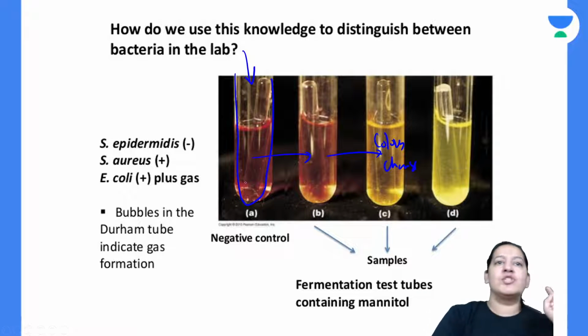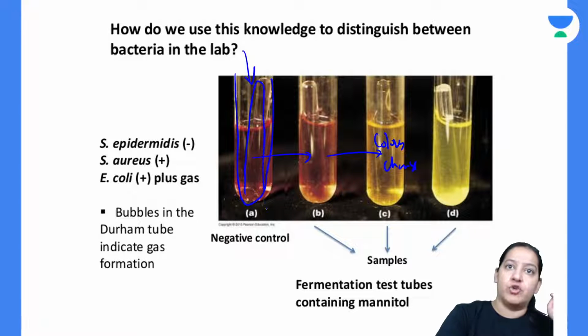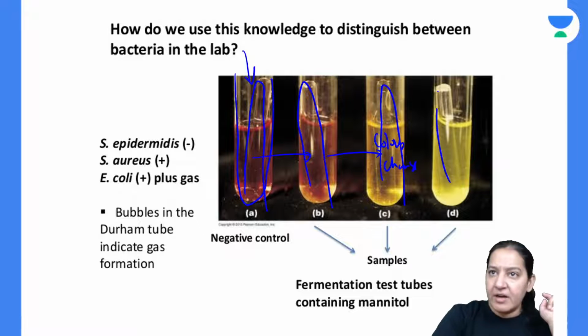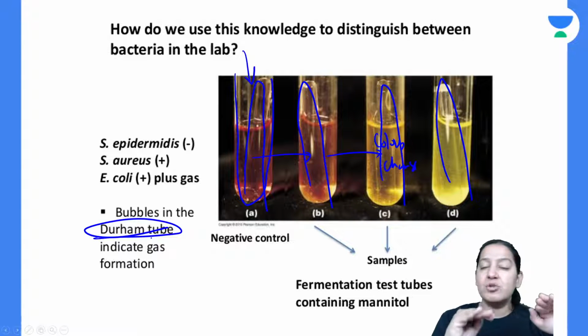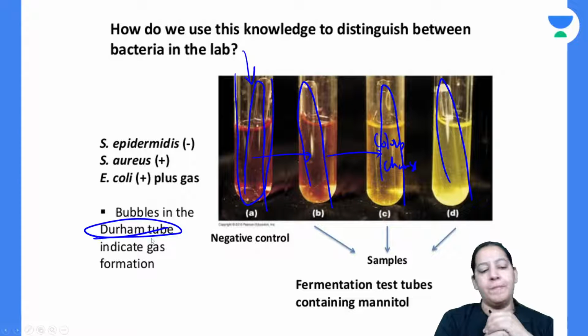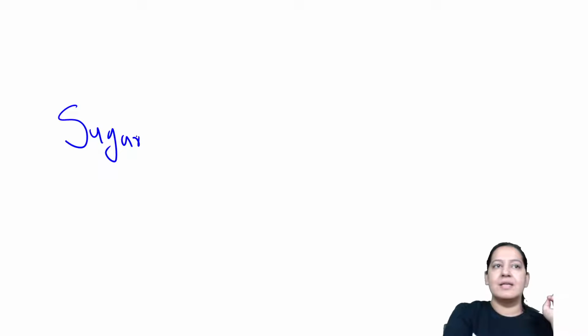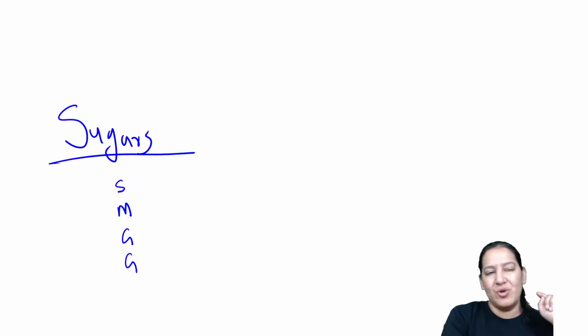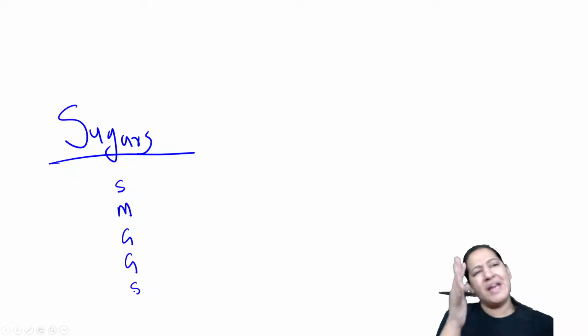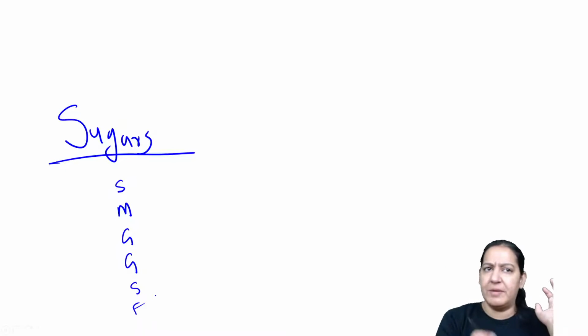There is another test tube inside this test tube, an inverted test tube. Can you see this inverted test tube inside all these test tubes? This inverted test tube is known as Durham test tube. This test tube is to see whether gas is formed or not formed. You got my point? Okay. Listen, the summary is that there are many sugars available. It can be sucrose, maltose, glucose, galactose, sorbitol, fructose. Any of the sugars can be there, right?